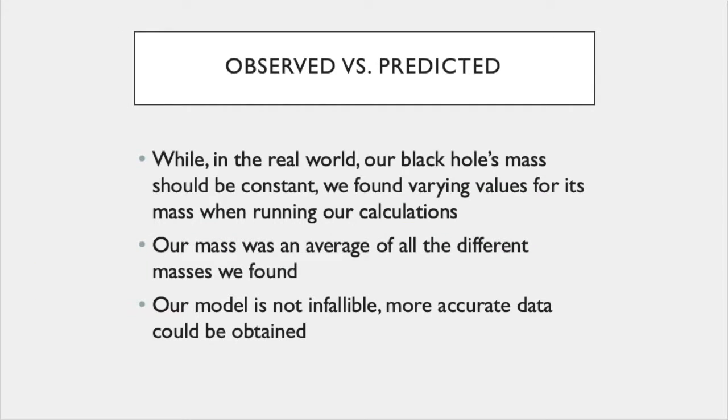While in the real world, our black hole's mass should be constant, we found varying values for its mass when running our calculations. Our final mass was an average of all the different masses we found. This shows that our model is not infallible and that more accurate data could be obtained.